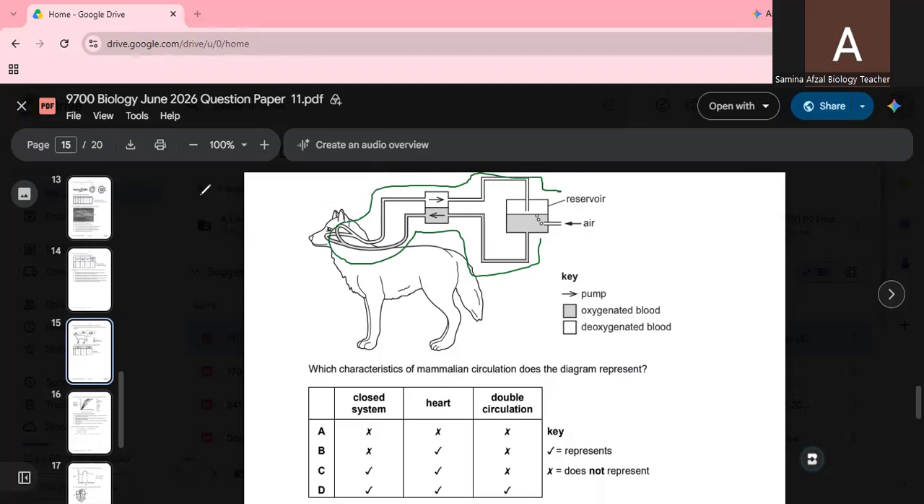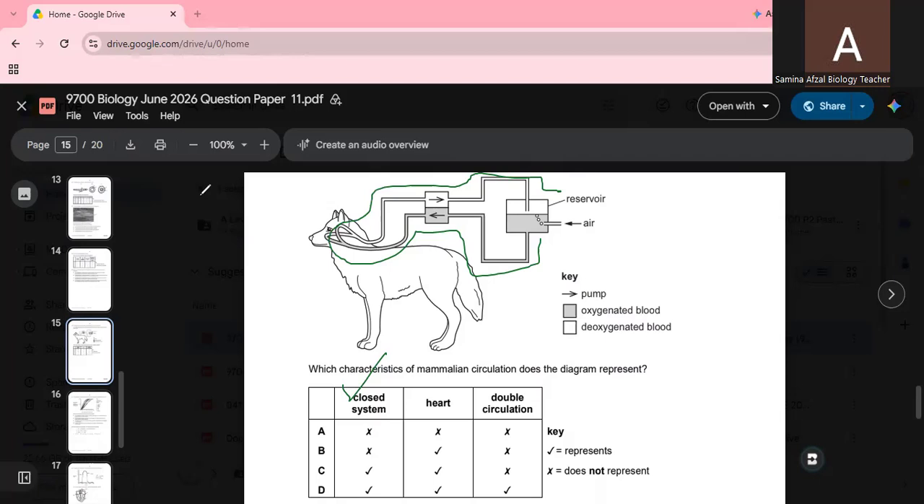The first characteristic shown over here is the closed circulatory system. You can see the blood passes into the blood vessels and moves through them. It is not open. So it is representing a closed system.